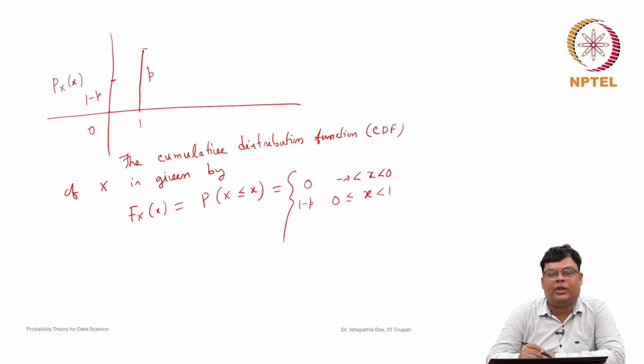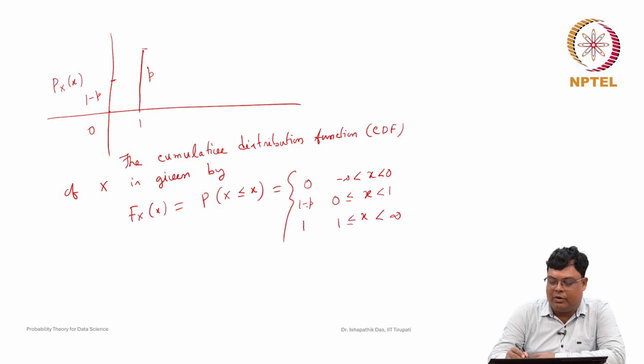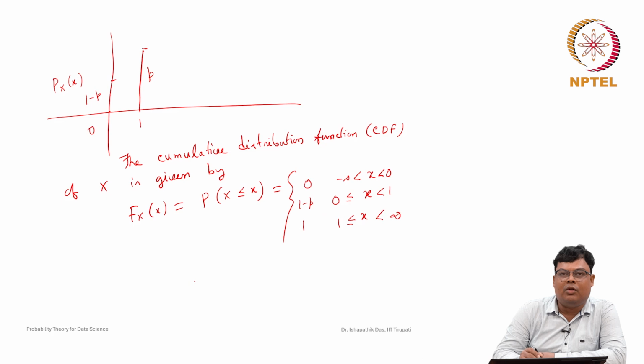We have discussed how you can find the cumulative distribution function from the probability mass function. Whenever x is less than the minimum value, the cumulative distribution function is equal to 0. Whenever it is between 0 and 1, it is Px of 0. Whenever x is greater than or equal to 1, the maximum value, this is Px of 0 plus Px of 1. That is 1 minus p plus p, which is 1, up to infinity, because it takes only two values. So, this is the cumulative distribution function.